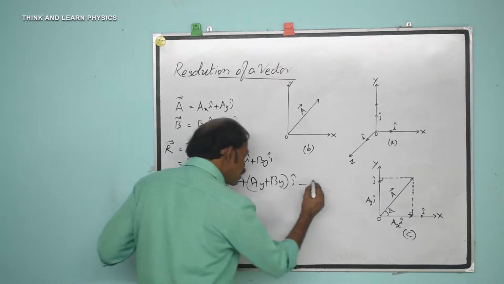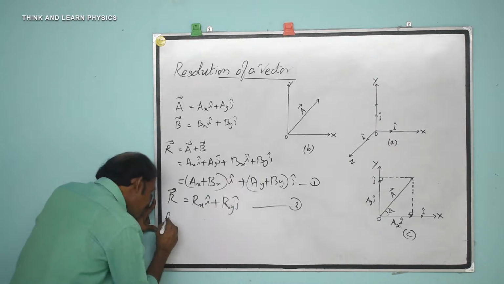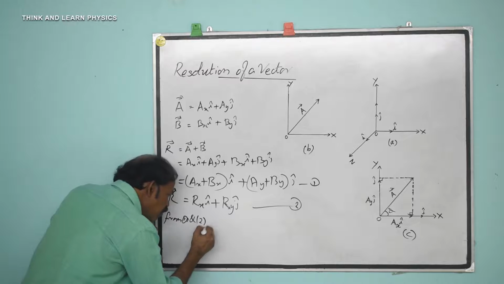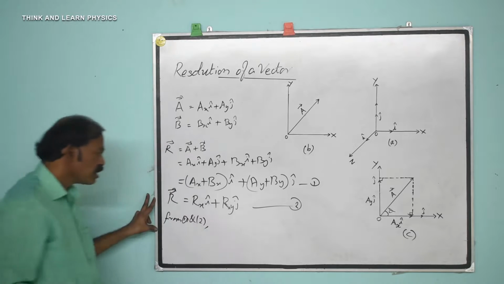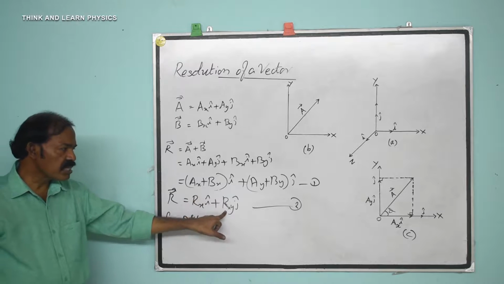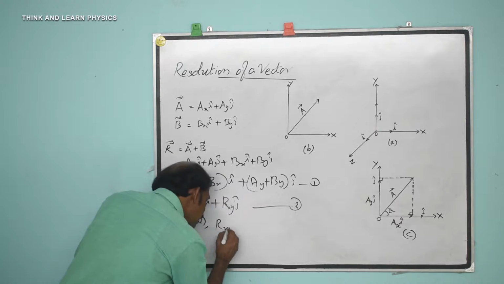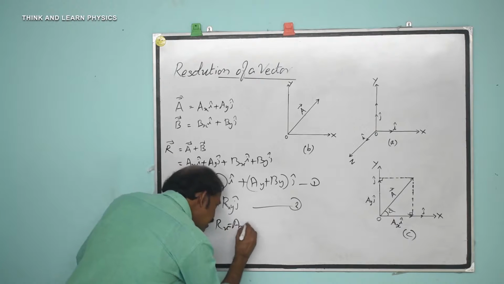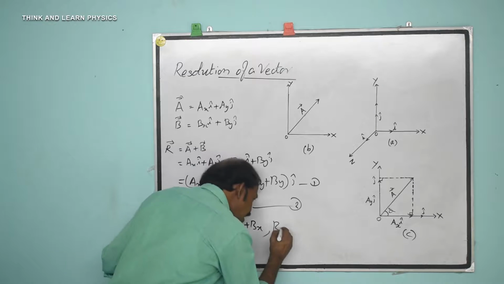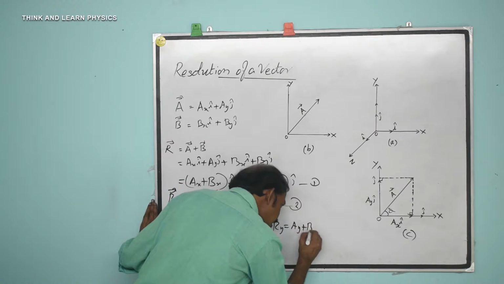Now comparing these two equations, comparing 1 and 2, from 1 and 2 we get Rx equals Ax plus Bx and Ry equals Ay plus By. We get Rx equals Ax plus Bx, then Ry equals Ay plus By.